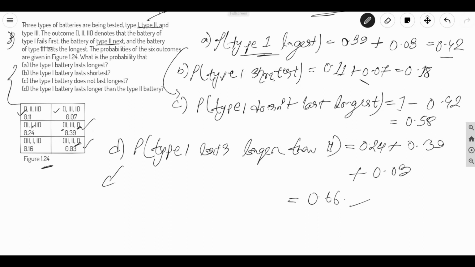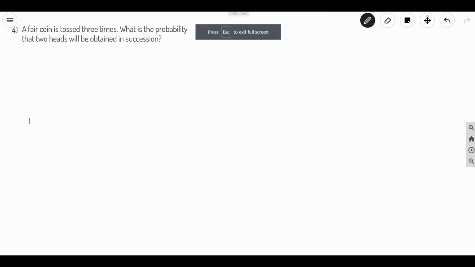Now we'll practice this last problem. In the fourth problem, we are given a fair coin which is tossed 3 times, and we ask what is the probability that 2 heads will be obtained in succession? For determining that, we first need to know the sample points. You can learn about or practice the sample points problem from the previous video in this playlist, which is video number 1 of our probability and statistics playlist.